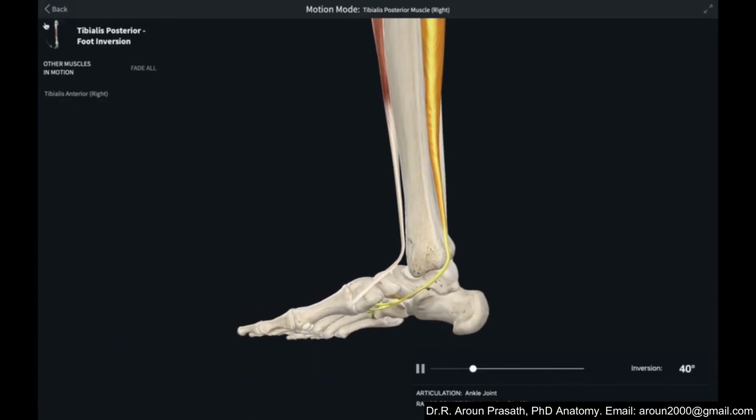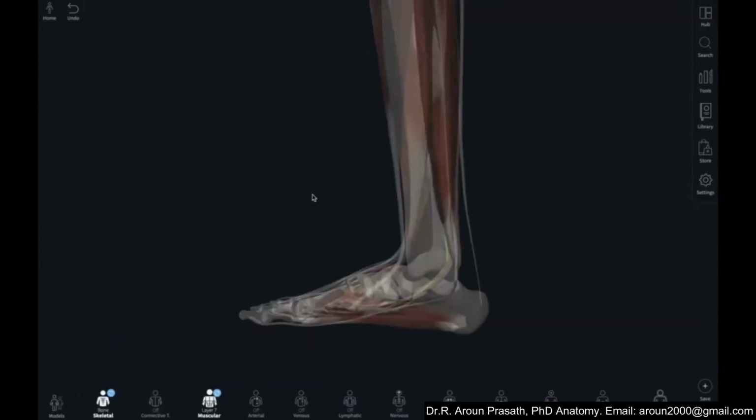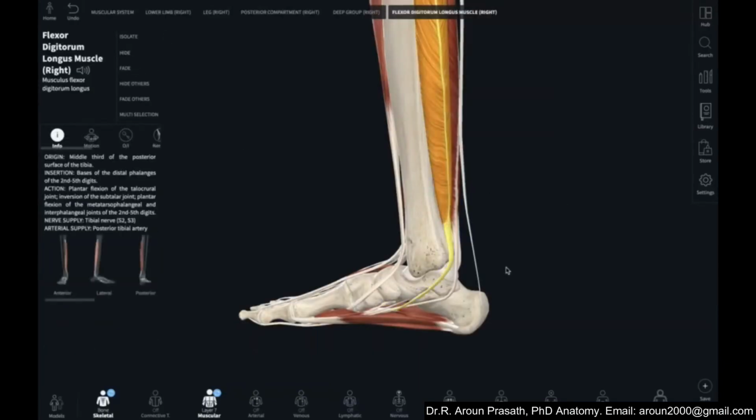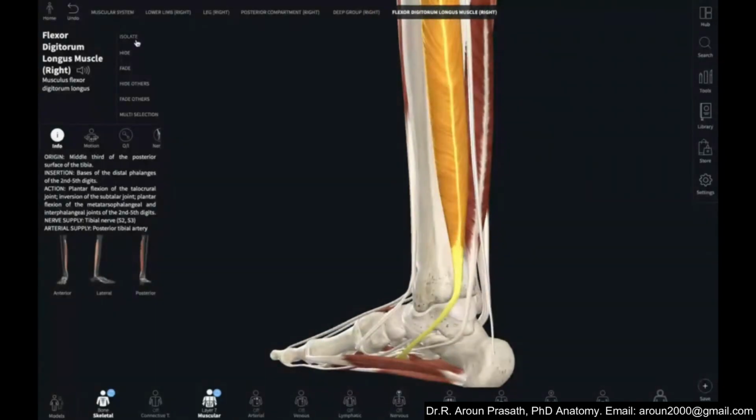Okay, whereas the opposite side movement we call eversion. Now I will remove that muscle and finally we will go for flexor digitorum.